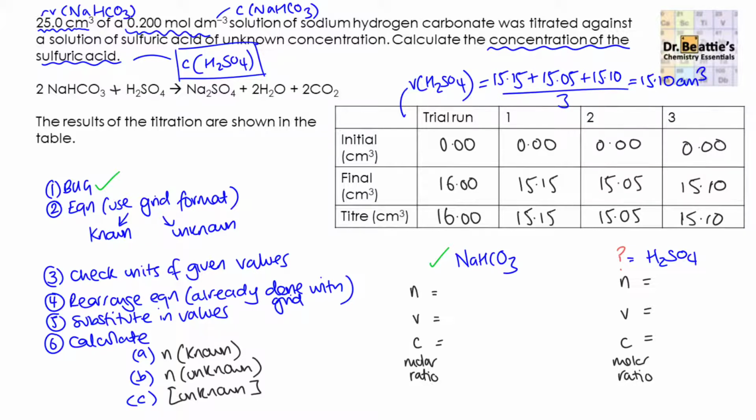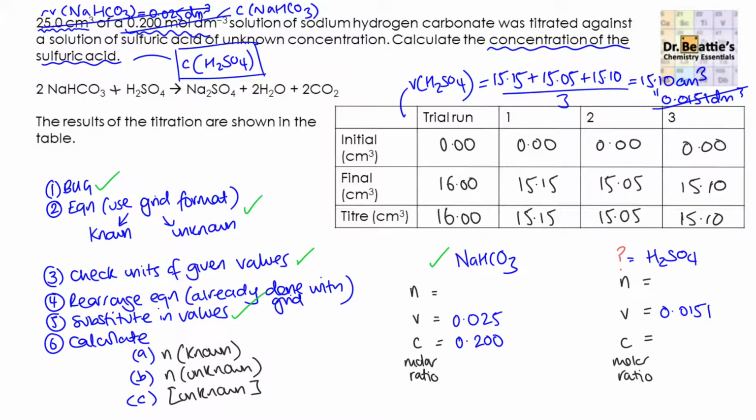We've got the grid format for the equations that we need, MVC. Next, we just need to check the units of any given values. Now, all these units of volume are in centimetres cubed, but we know that our concentrations are going to be expressed as moles per decimetre cubed, so we need to convert centimetre cubed into decimetres cubed. Just convert that 25 centimetre cubed, and then we've also got to convert the 15.10. As we've stated before, we don't need to rearrange the equation because we're going to use the grid to guide us through to the right answer. But what we are going to do is substitute in the values now that we've got them in the correct format.